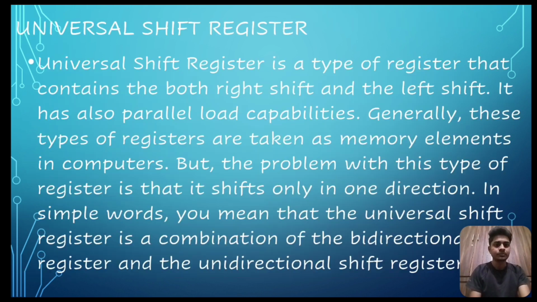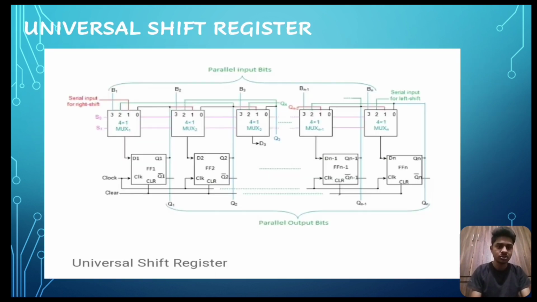Universal shift register. A universal shift register is a type of register that can both right shift and left shift. It also has parallel load capabilities. Generally, this type of register is used as a memory element in computers. But the problem with the unidirectional type of register is that it shifts only in one direction. In simple words, a universal shift register is a combination of the bidirectional register and the unidirectional shift register. This is the universal shift register.